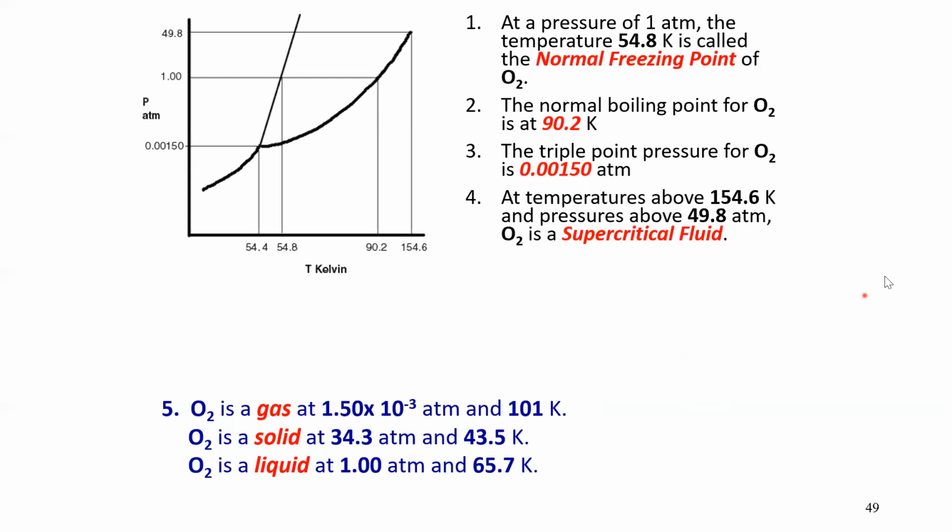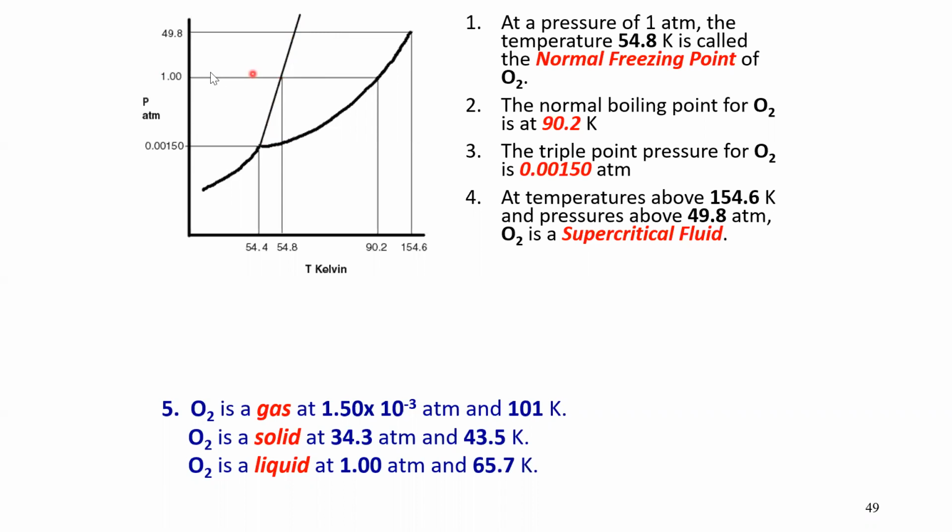Okay, so if we were to take a look at where these things are, at a pressure of 1 ATM, we're looking at right here, and 54.8 Kelvin is right here. We don't want to say it's just the freezing point, although it is. It's a little bit more specific than that. We're going to call it the normal freezing point because it's at 1 ATM. So normal boiling point and normal freezing point are at 1 ATM, as opposed to just saying freezing point, because the freezing point could be anywhere along this line. So this would be the normal freezing point.